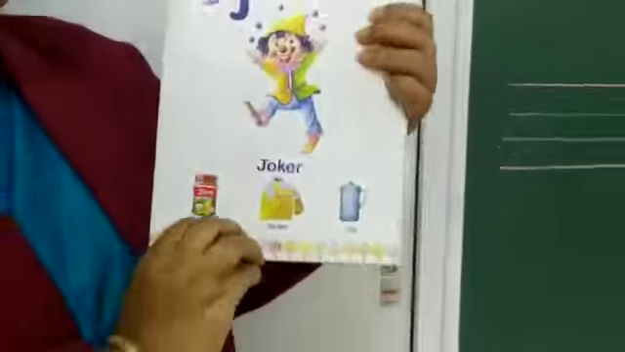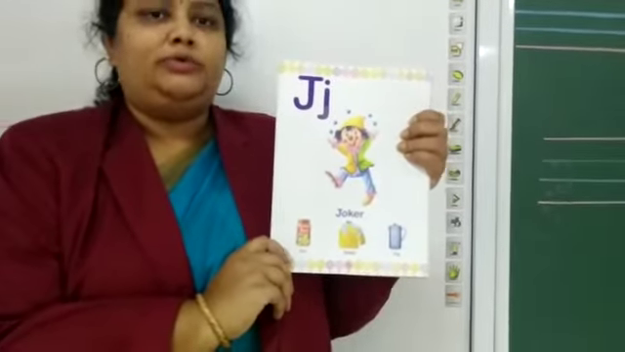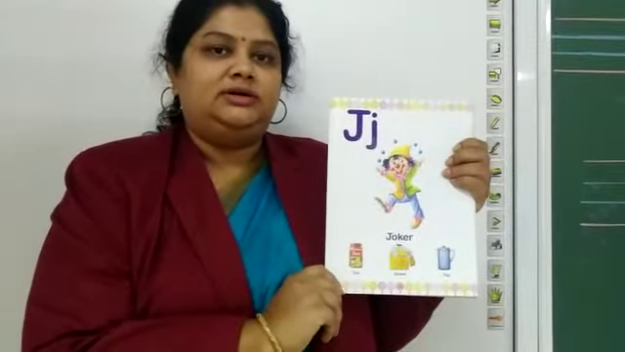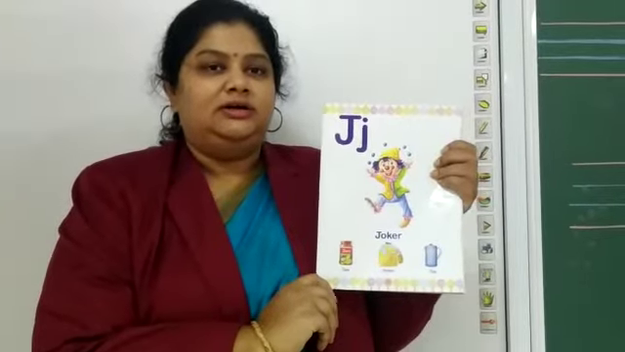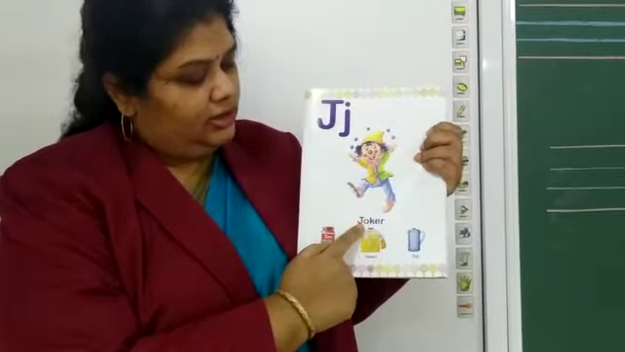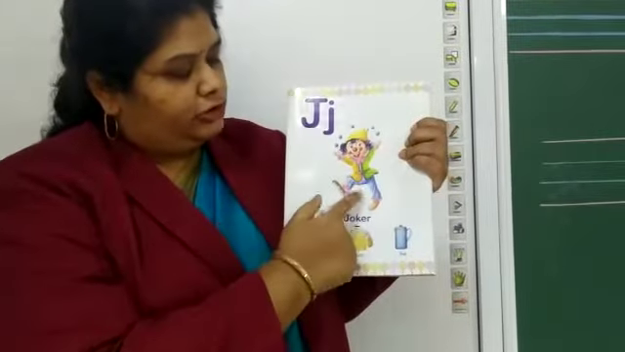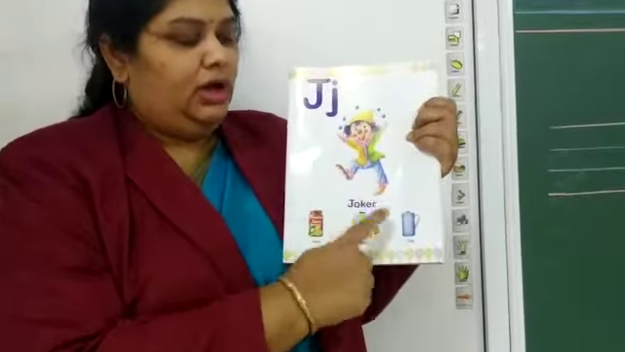The next letter is J. The phonic sound of J is J. Repeat all of you. J. J. Joker. See the joker here. J for joker. J for jug. Joker, jug.